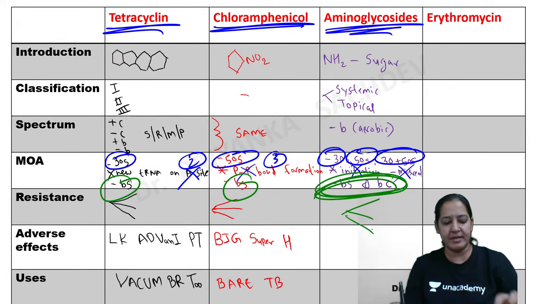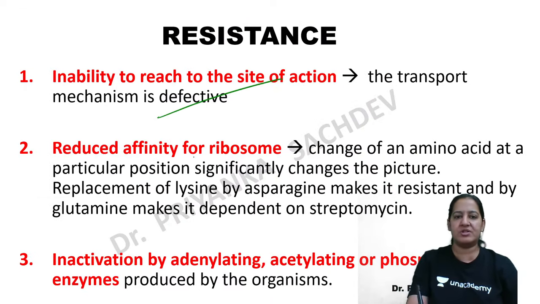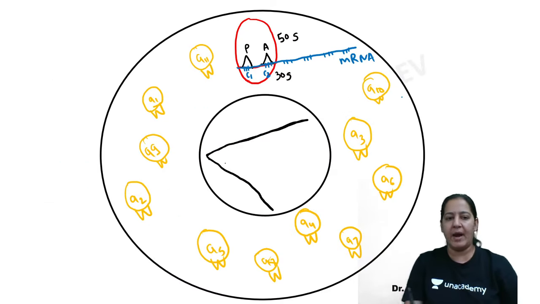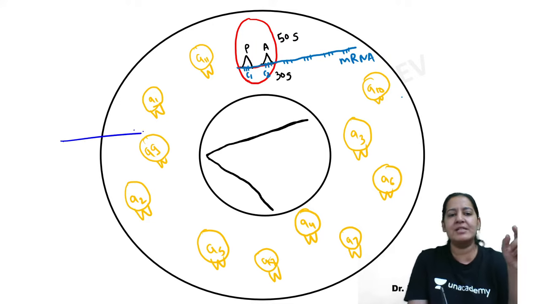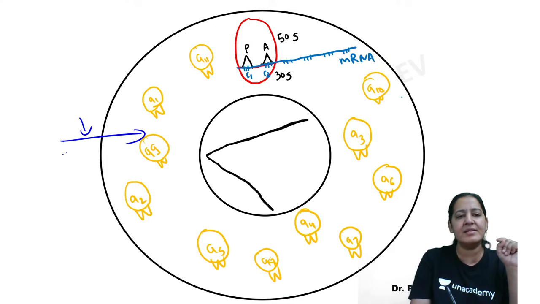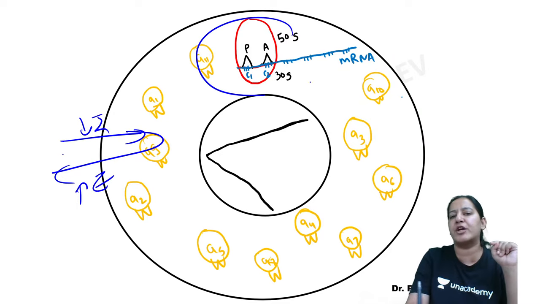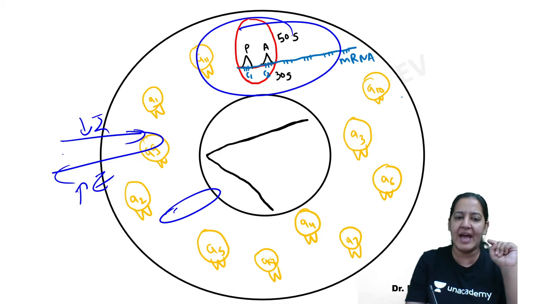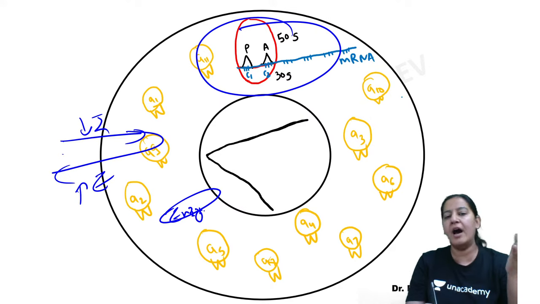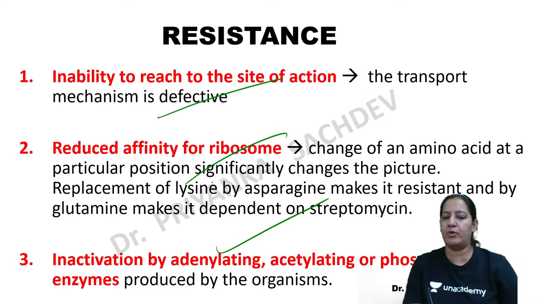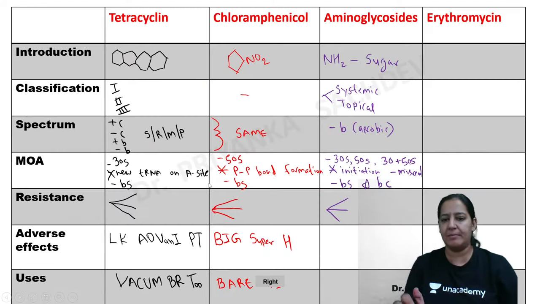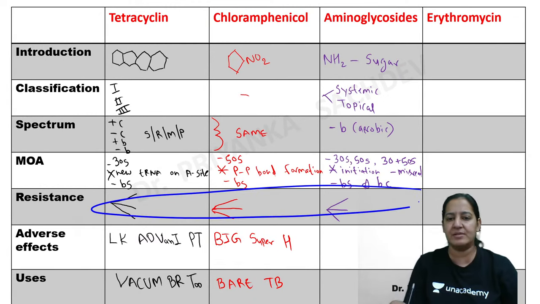Resistance has the same mechanisms. I'm skipping the resistance, you already know the three mechanisms of resistance. The first is decreased influx or increased efflux. The second is protection of the ribosome. And third, formation of an enzyme that will degrade the drug, that is the aminoglycoside. So the three mechanisms are the same. I've told you many times that the mechanism of resistance is the same.